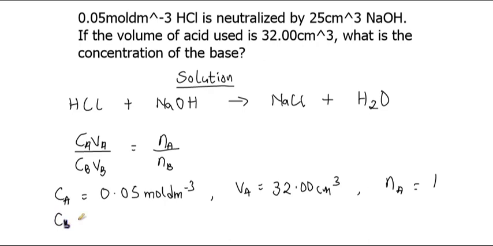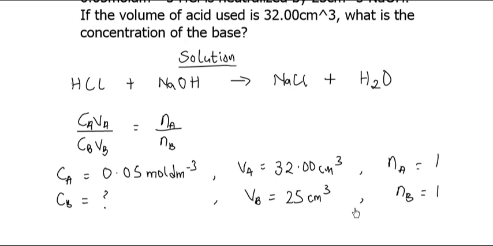For the base now, Cb. From the question, Cb is unknown, and that's what we are being asked to calculate. That is, what is the concentration of the base. So we have Cb to be unknown. Vb is given to be 25 centimeter cube. And Nb, from the equation as well, Nb is given as 1. That is the coefficient of the base.